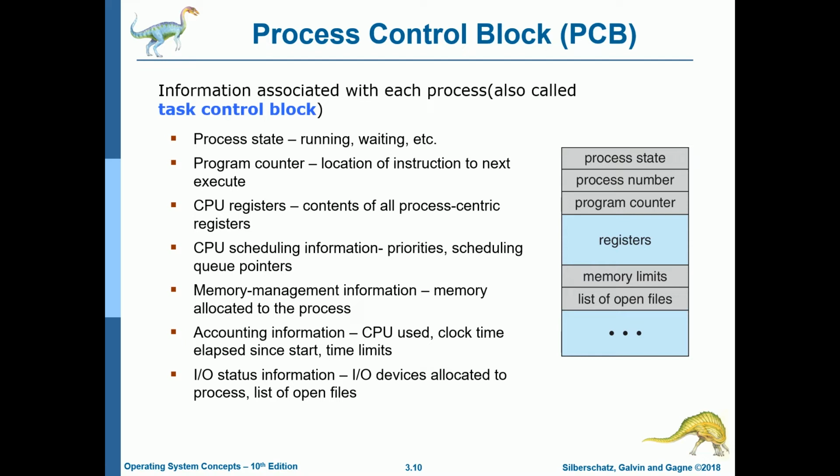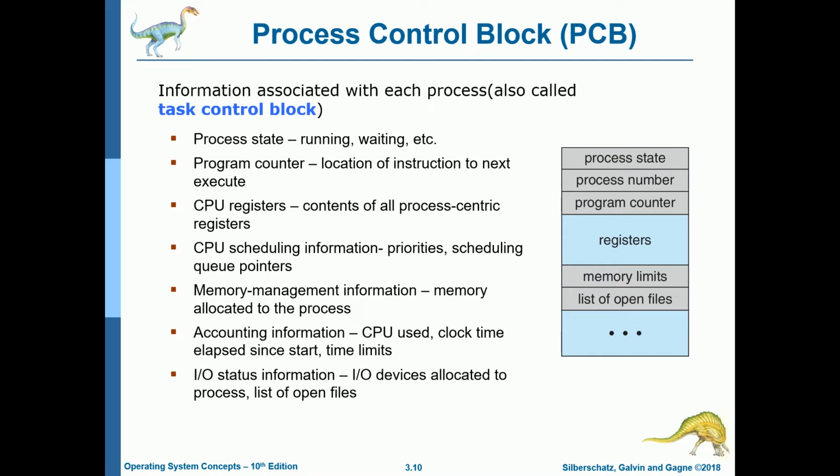CPU registers. The registers vary in number and type depending on the computer architecture. They include accumulators, index registers, stack pointers, and general purpose registers, plus any conditional code information. Along with the program counter, this state information must be saved when an interrupt occurs. This is to allow the process to be continued correctly when it is rescheduled to run.